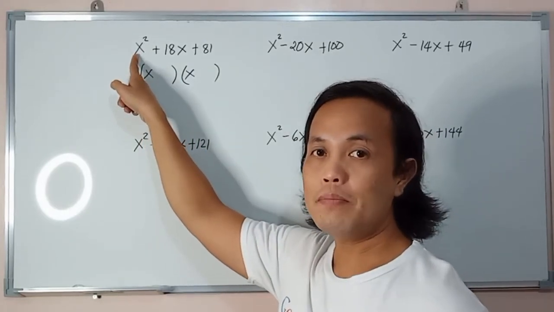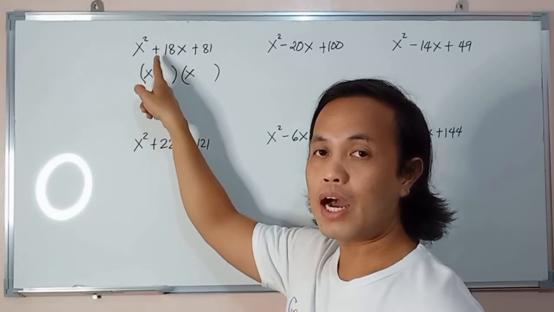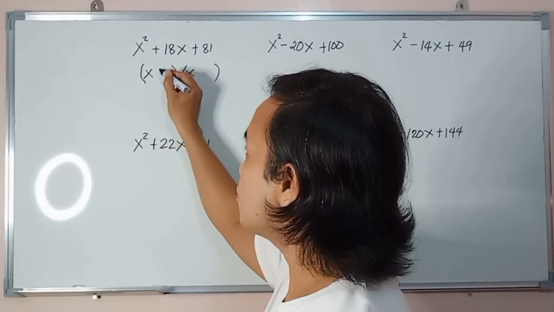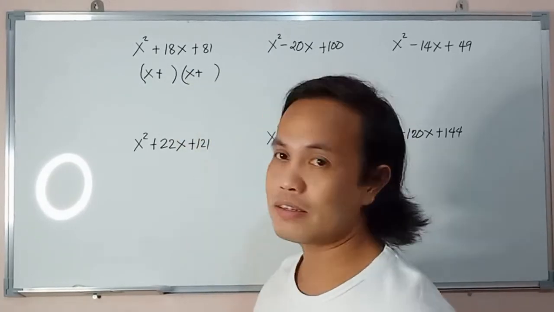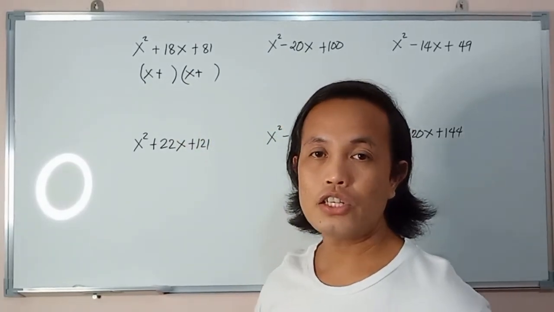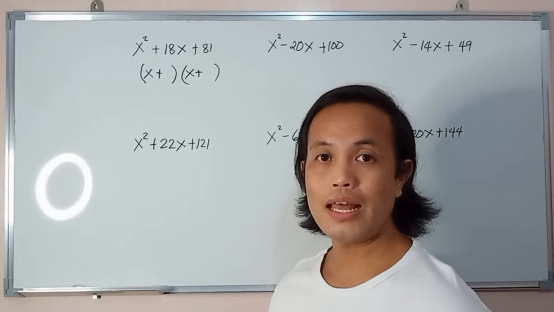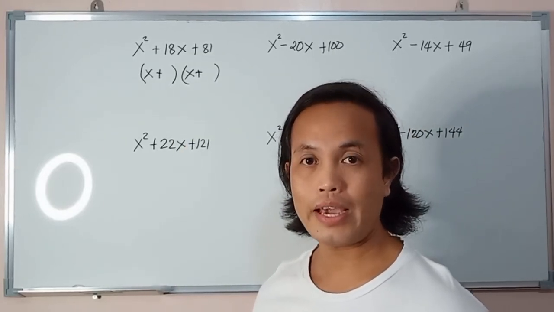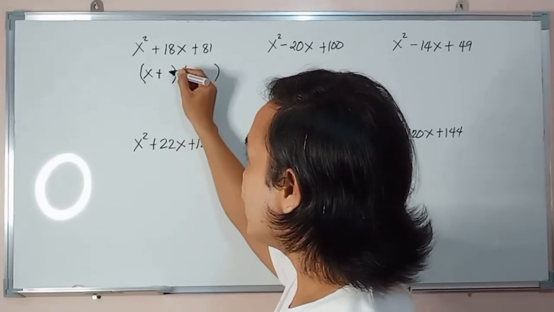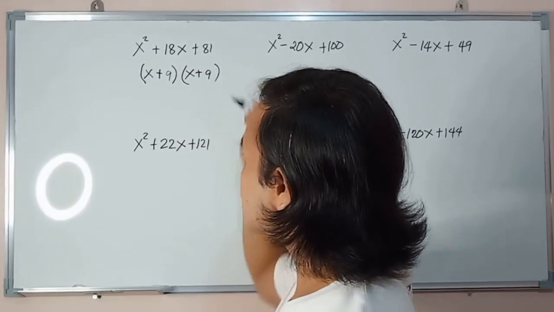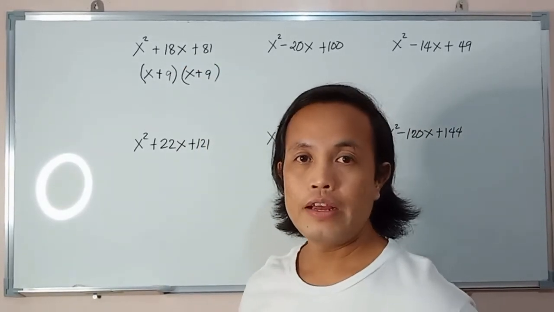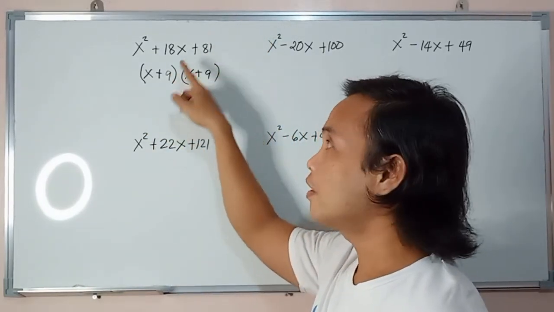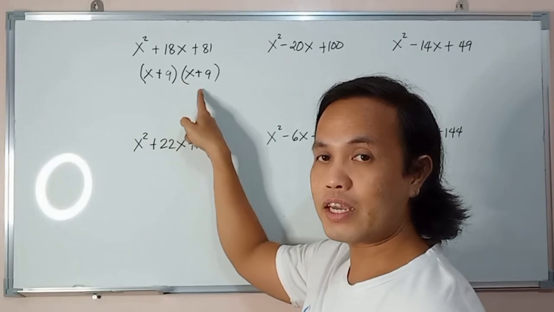Then we simply copy the sign of the middle term. Our middle term here is positive, so we copy plus and plus. Then we go to the last term, which is 81. The square root of 81 is 9, so we write 9. Therefore, the factors of this perfect square trinomial are x plus 9 times x plus 9.